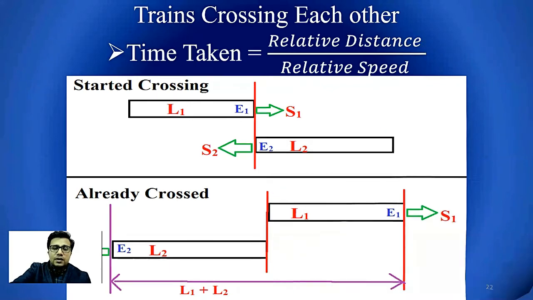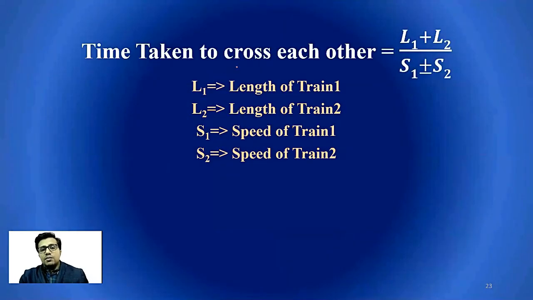Let's apply that. So by applying that, we are getting time taken to cross each other is equal to L1 plus L2 divided by S1 plus or minus S2, depending on the direction in which the two trains are moving. Now I want you to mug up only this one formula, because if you remember this one, other formulas will come automatically. Other formulas like the train crossing a lamppost, the train crossing a man who is stationary, the train crossing a man who is moving, the train crossing a bridge, platform, all those formulas will come automatically.